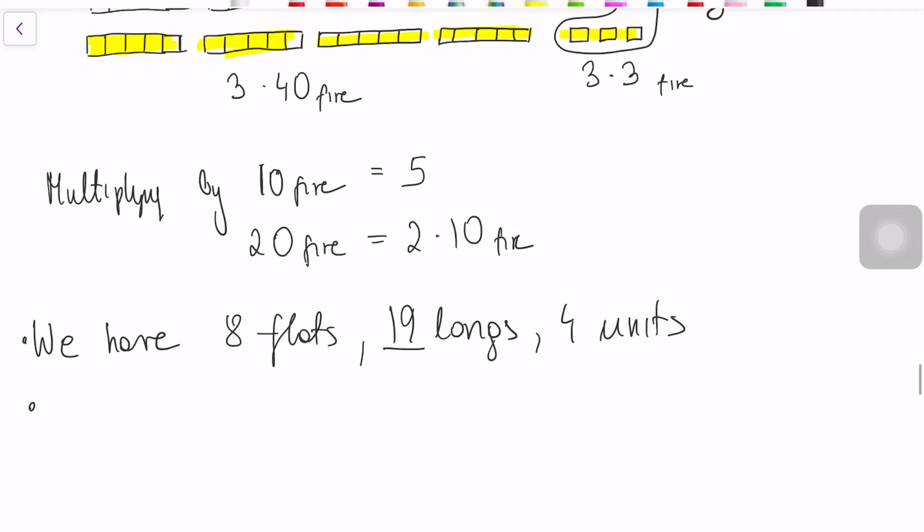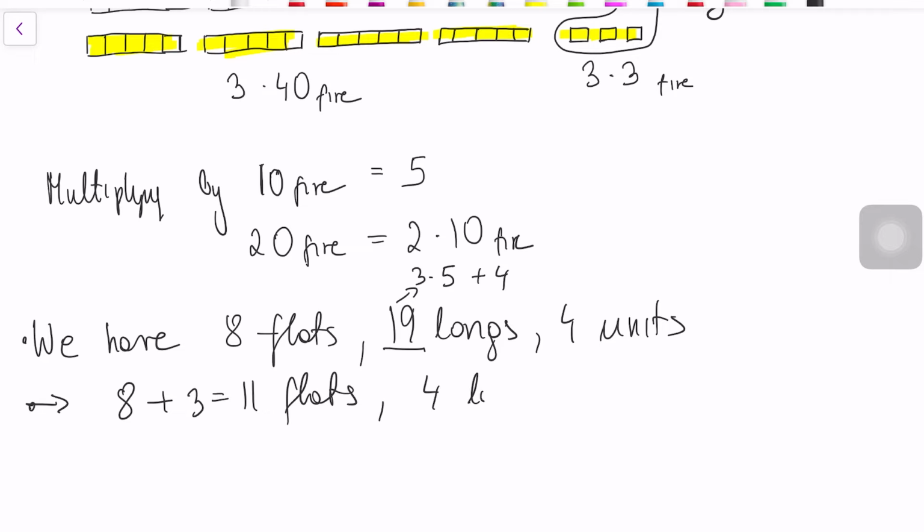Okay, so how many 5 longs do I have? This can be written as 19 as 3 sets of 5, right? So this will be 3 times 5 plus 4. So this will create 3 flats. So now we have 8 flats. Maybe I'm going to write 8 plus 3, so 11 flats, 4 longs, and 4 units.